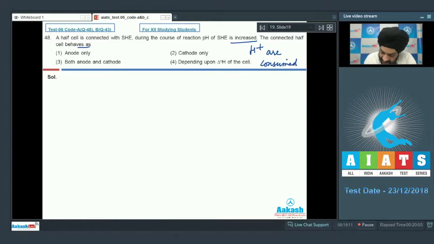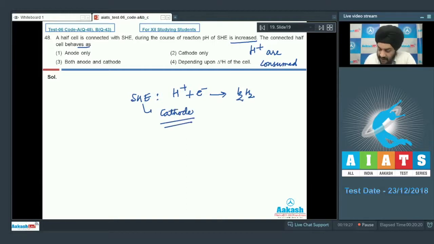So if the H+ ions are getting consumed, it must mean that the SHE shall have this reaction going on: H+ plus electron giving us half H2. So it must mean that the SHE is acting as a cathode. So the other half cell must act as an anode, which is given in the first option. So students, we have to select option 1 as the correct answer to question number 48.